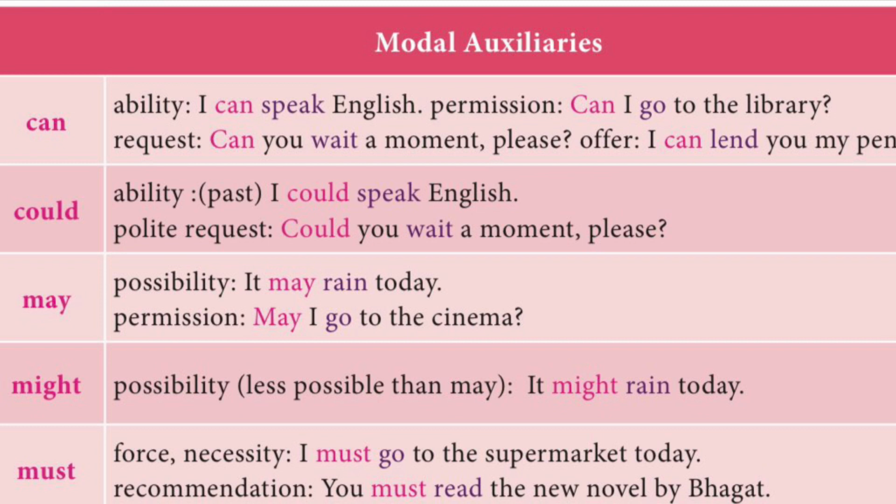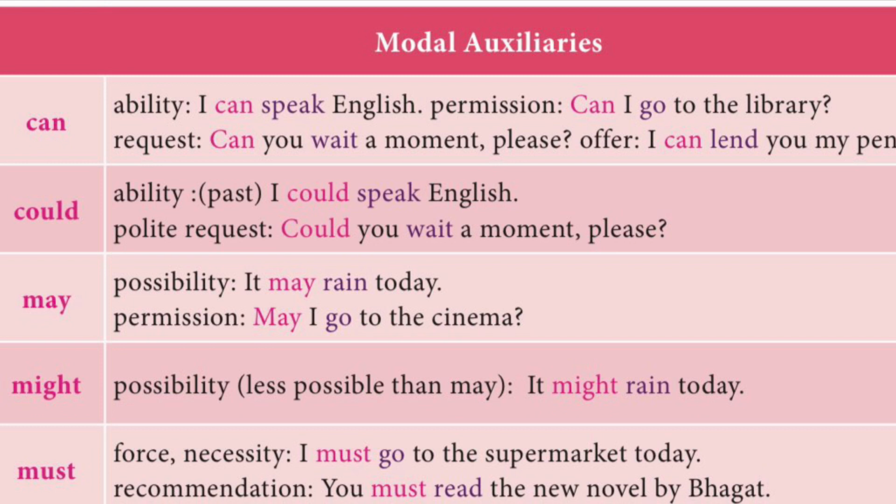In polite request also, we use could. Could you wait a moment, please? And can is also used, can you wait a moment, please? So these modal auxiliaries help a subject to express their mood. And may, to show the possibility, it may rain today, because we are not sure. There is a possibility, okay, or it may not rain. So we use the modal auxiliary may.